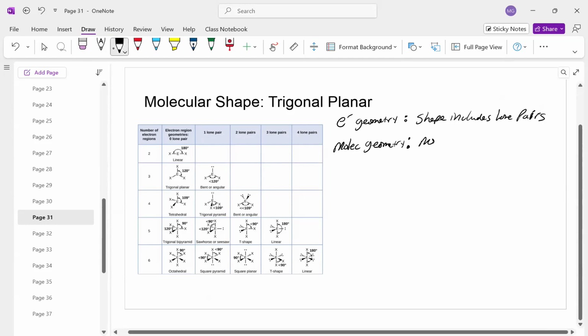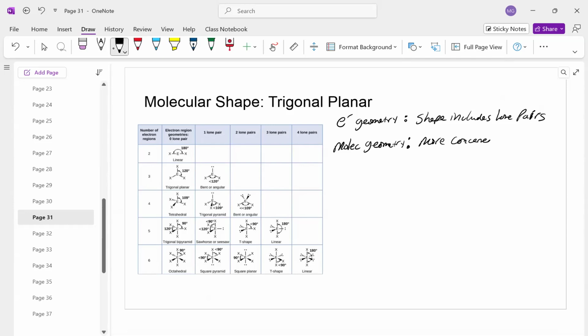Molecular geometry is more concerned with just the position of the atoms. And it doesn't really take the lone pairs into account. It ignores them. And molecular geometry is much more commonly used. And in fact, if I put this on an assessment or a homework or anything like that, if I just say, what is the geometry around this atom? I'm asking you for the molecular geometry. If I want the electron geometry, I will let you know.